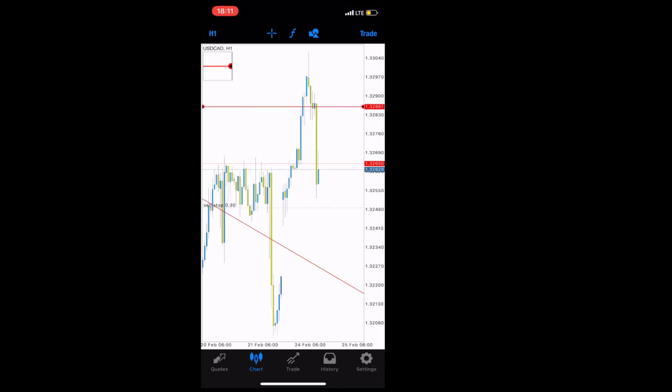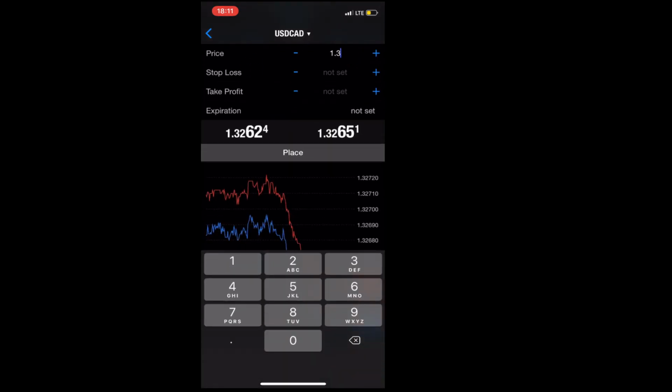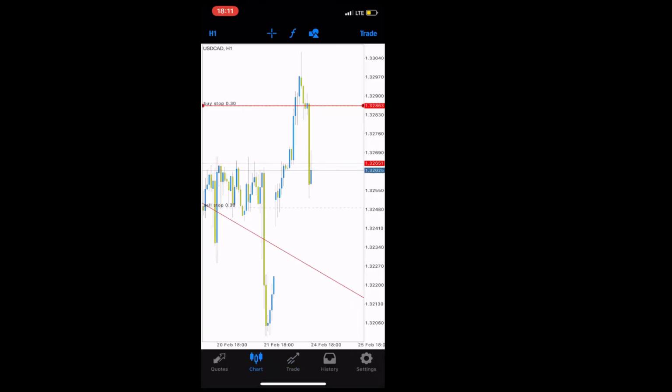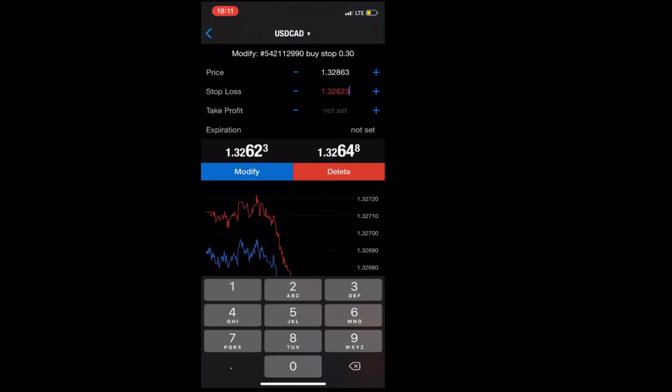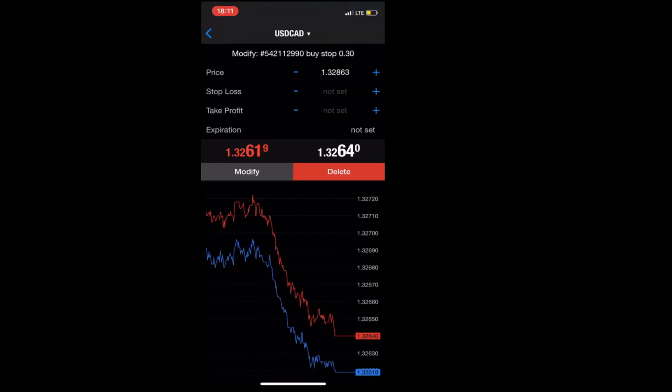If you want to have a buy stop at this level here, 1.32863, you place the order, and then now you notice that you have both your buy stop and sell stop. So basically when price hits that buy stop order, your buy position will be executed. And then yeah, you can also do the same. You can add your stop loss and take profits here, the way you'd normally add it into a normal order. And when you put up your stop loss and other details, just press modify.